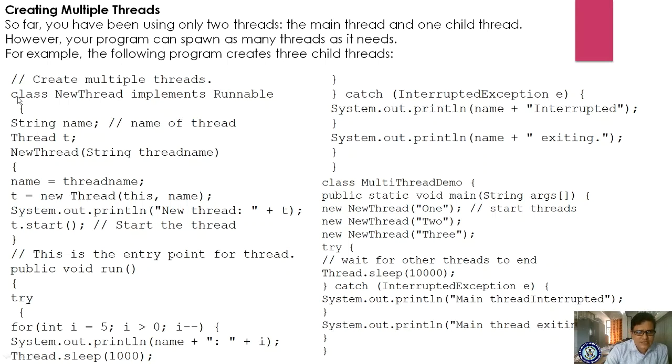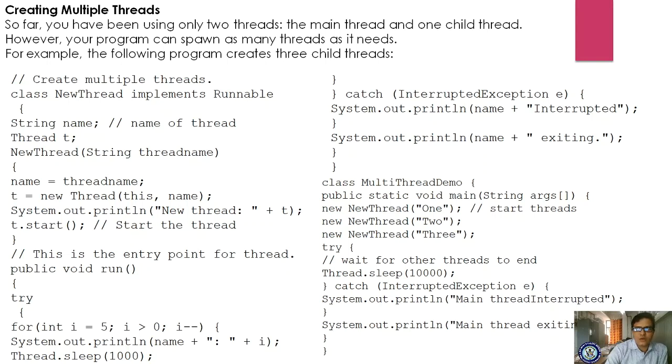Please once again listen to this program carefully. You are creating your class, implementing Runnable, and defining the variable. Your thread class object declaration. What is the thread class object you have declared? t. Now you have constructed the constructor. So what is the constructor? Just observe the constructor, right?